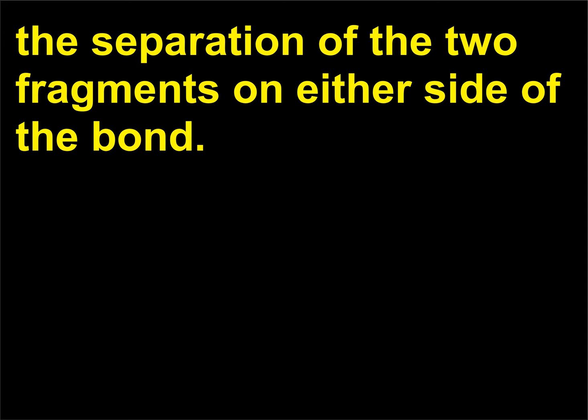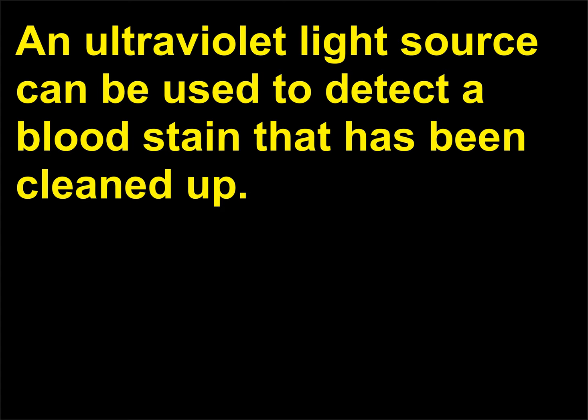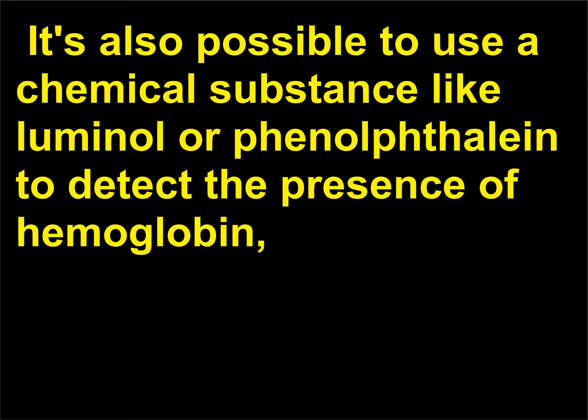How can the presence of blood be detected by forensic experts? An ultraviolet light source can be used to detect a blood stain that has been cleaned up. It's also possible to use a chemical substance like luminol or phenolphthalein to detect the presence of hemoglobin, revealing its presence even after the visible stain has been washed away.